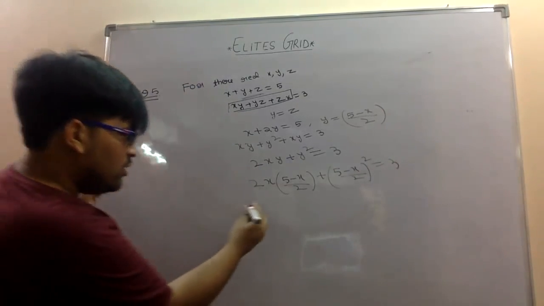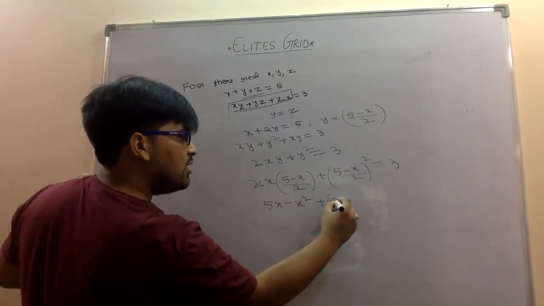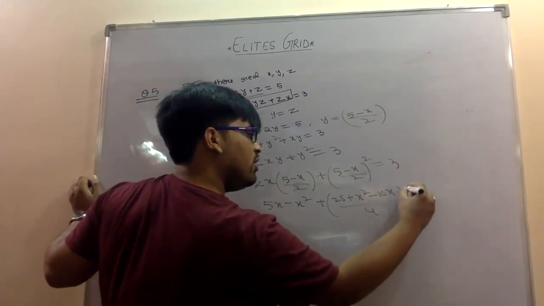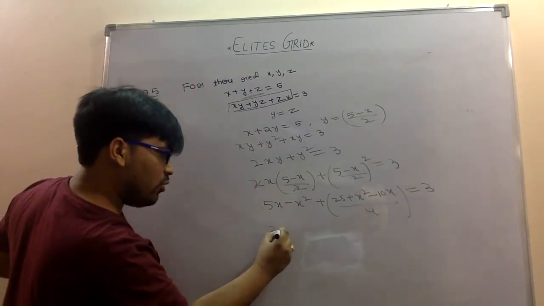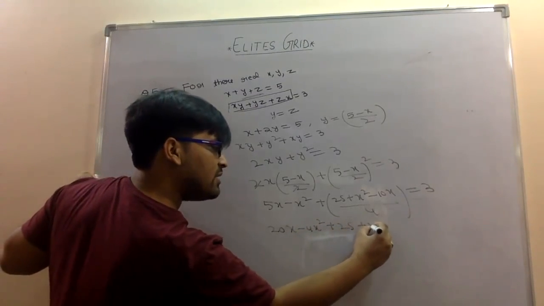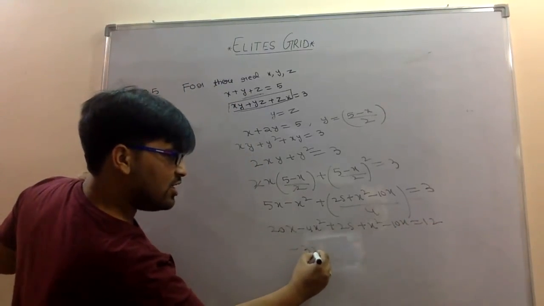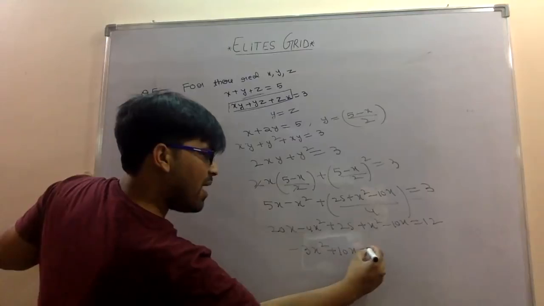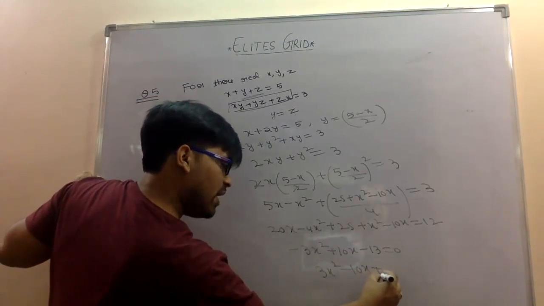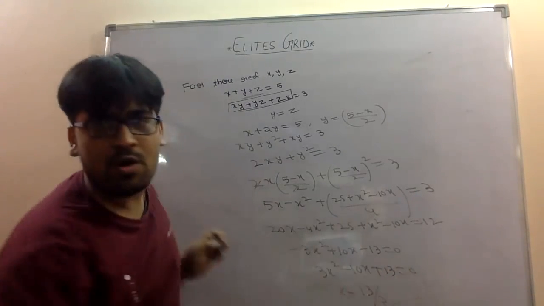Now this 2 cancels out: 5x minus x square plus 25 plus x square minus 10x, divided by 4, is equal to 3. So that will be 20x minus 4x square plus 25 plus x square minus 10x is equal to 12. So minus 3x square plus 10x minus 13 is equal to 0. So 3x square minus 10x plus 13 is equal to 0. So x is equal to 13 by 3, and that will be your maximum value.